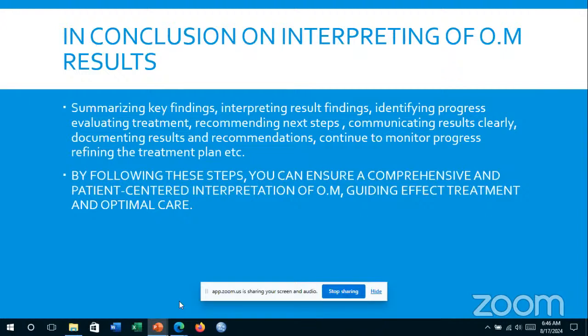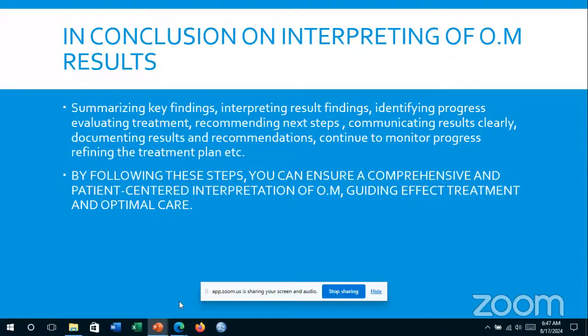In conclusion, we use outcome measures to summarize key findings. We use outcome measures to interpret results of our findings. We use outcome measures to identify progress when we assess a patient. We also use outcome measures to recommend the next step or what is to be done next. Of course, as I said before, we use outcome measures to communicate results clearly between ourselves, rehabilitation professionals, as well as between other professionals in the healthcare industry.